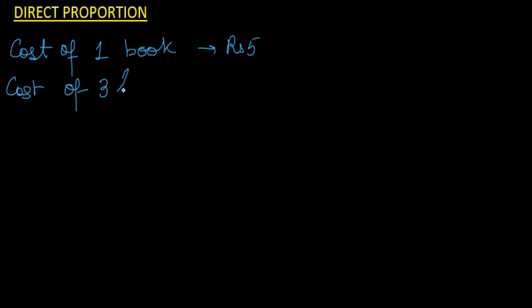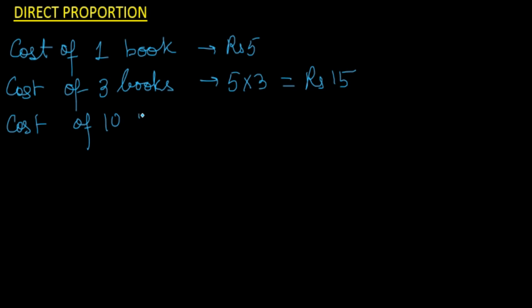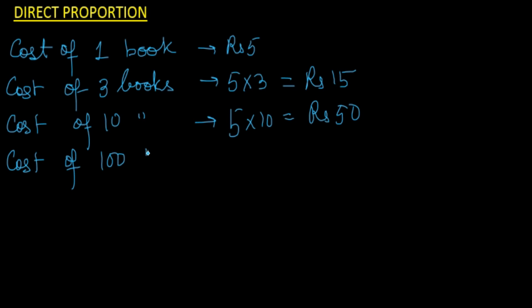Okay, so let us take an example. Say the cost of one book is 5 rupees, for example. So how much will be the cost of 3 books? Rupees 15, 5 into 3. Unitary method. The cost of say 10 books will be 5 into 10, which will be rupees 50, or maybe the cost of 100 such books will be 5 into 100, rupees 500.